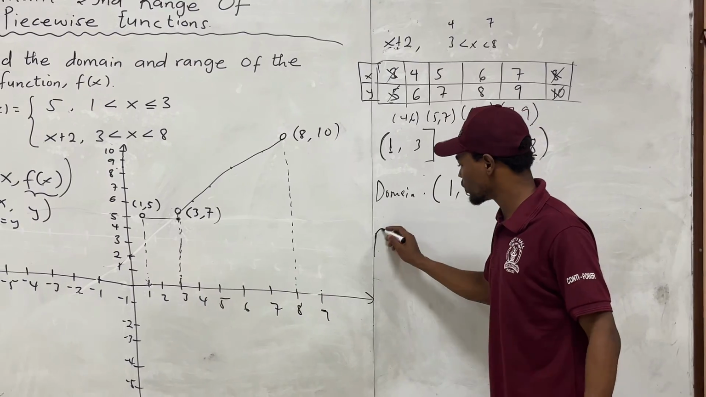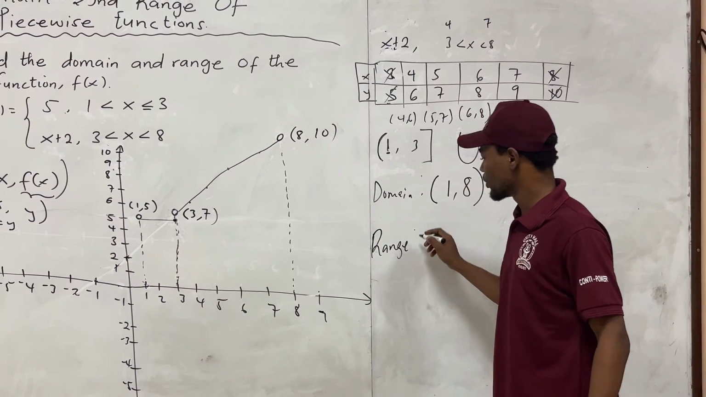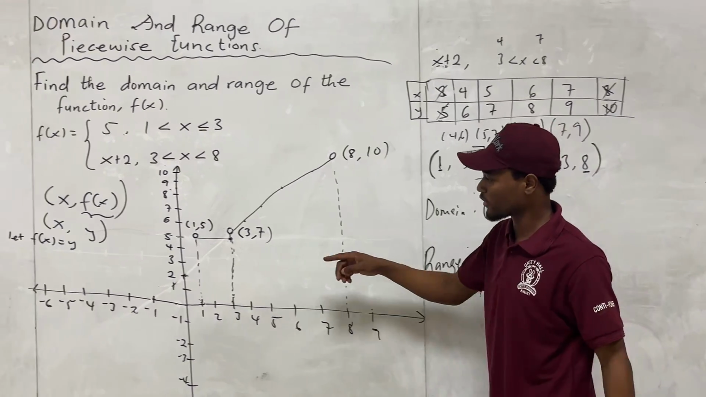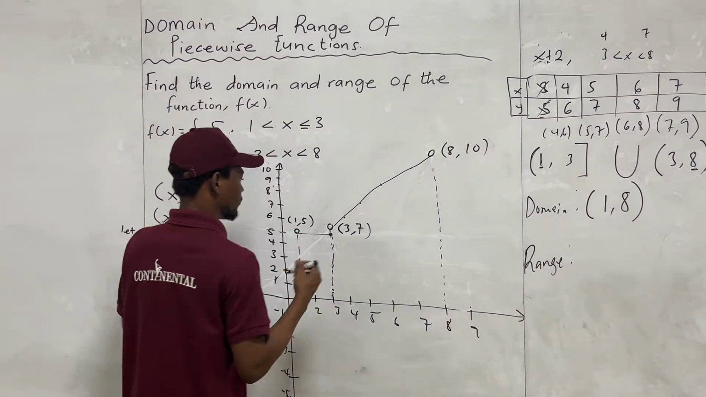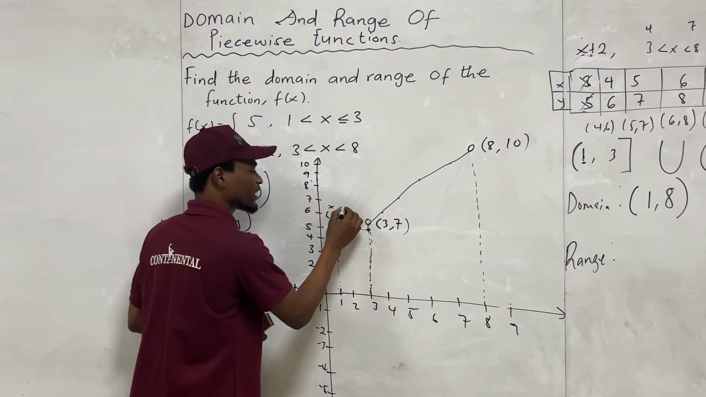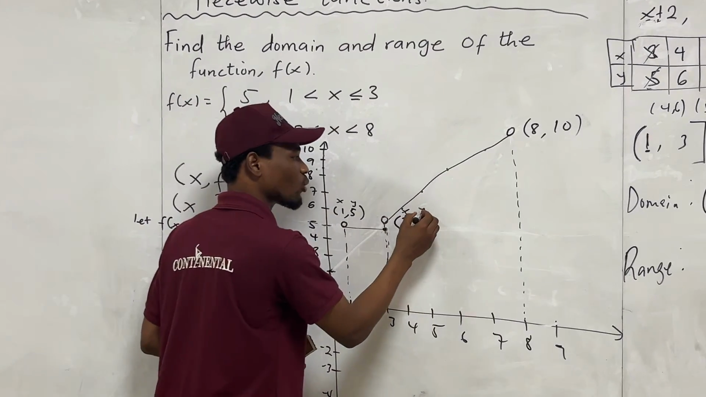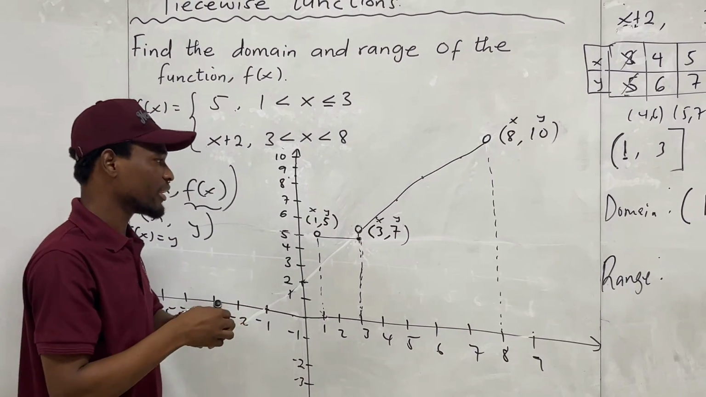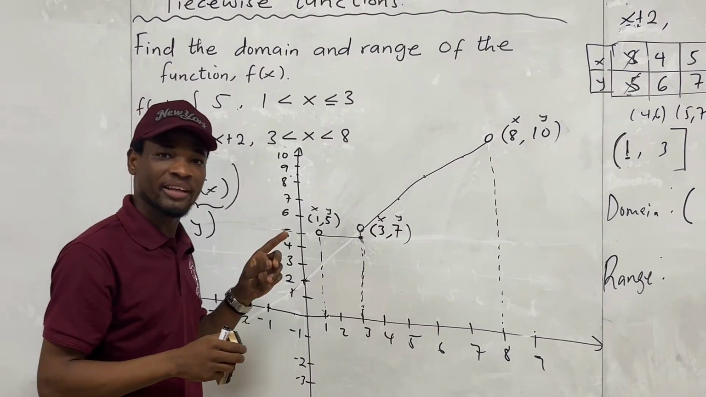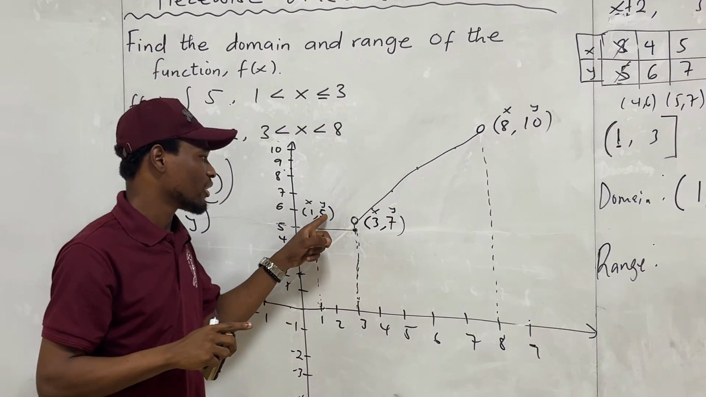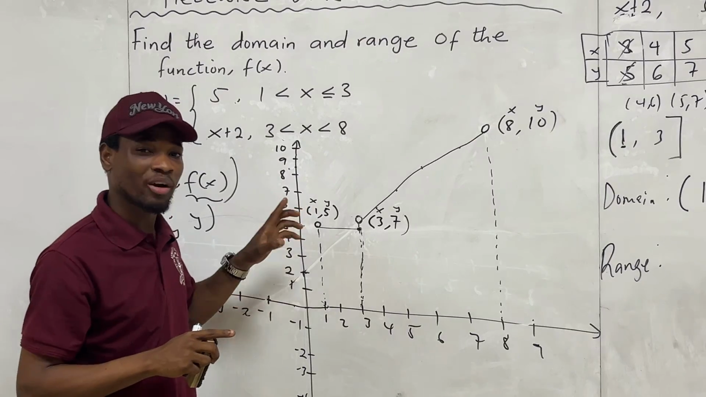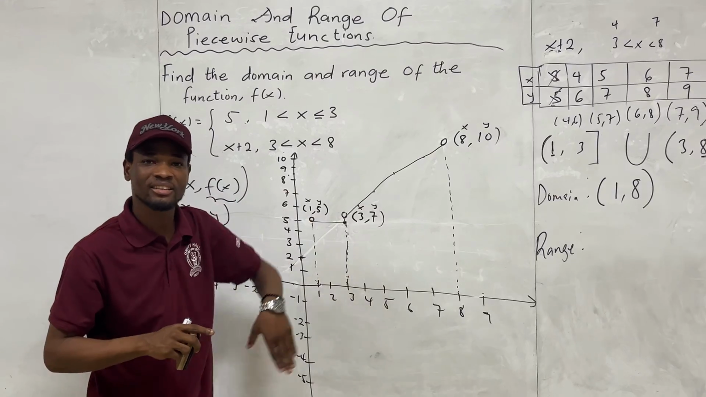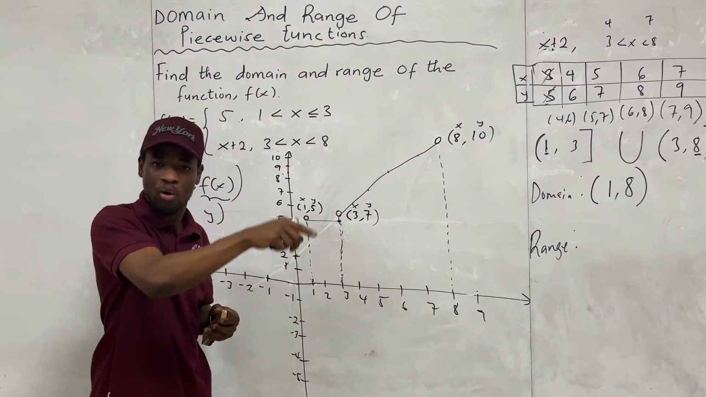What about the range? So for the range, okay, viewer, let's come here. Look. This is x, this is y. This is x, this is y. For the range, we'll start from the lowest value of the y coordinate, and end at the highest coordinate of the y.